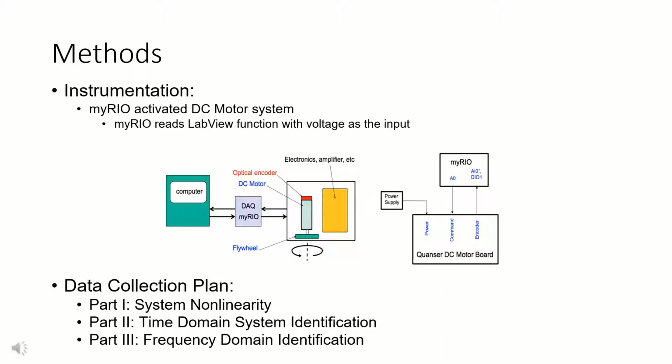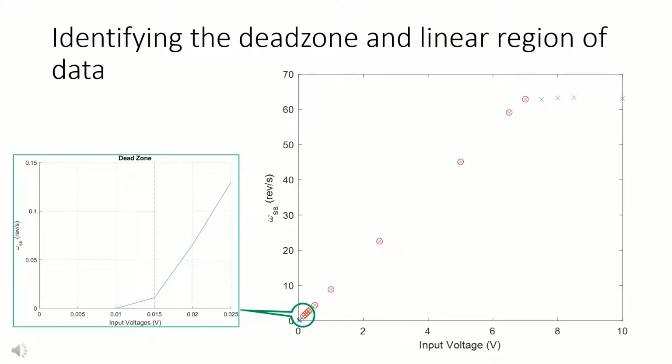The figure to the right shows the data collected in Part 1 of this lab. Those points circled in red are in the safe operating region of the system and fall within the dead zone and the saturation limit. The dead zone was found to be at approximately 0.015 volts, which is at the bottom left, and the dead zone is where the input voltage is unable to overcome the inertia of the system.